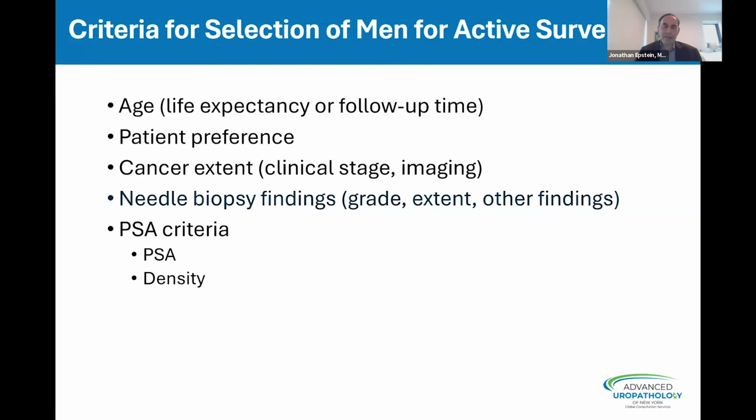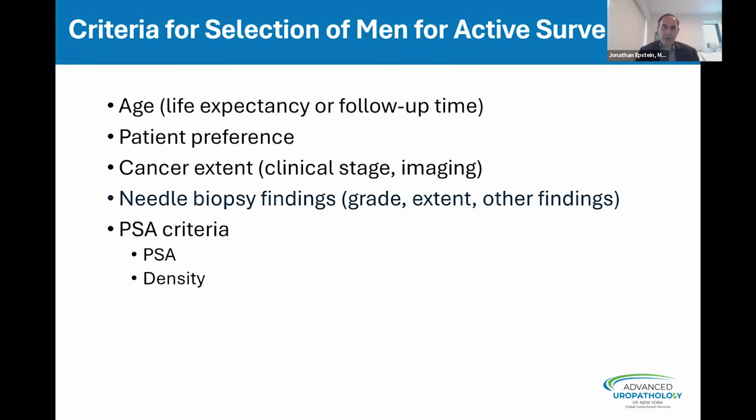Something that I have found, obviously talking to patients, is patient preference. There are patients who really strongly want active surveillance and are very engaged in it and are comfortable with it. And then there are other patients who basically say, I just want this cancer out of me. I don't want to wake up every day thinking there's a cancer in me. Maybe my father died of cancer, my relative died of cancer. I just want treatment. So patient preference obviously is important.